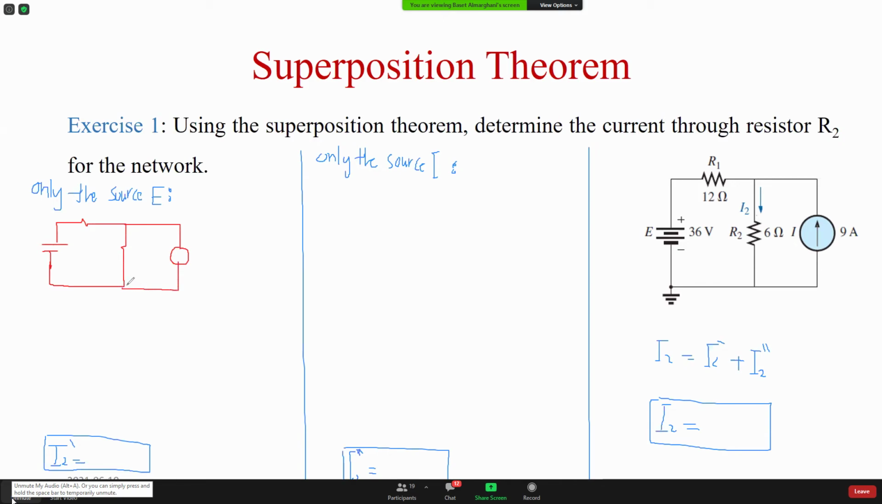Now this is the original circuit, okay? 6 ampere, 6 ohm, sorry, 12 ohm, and 36 volt. This is where the current you want here. I'm gonna draw the circuit again.